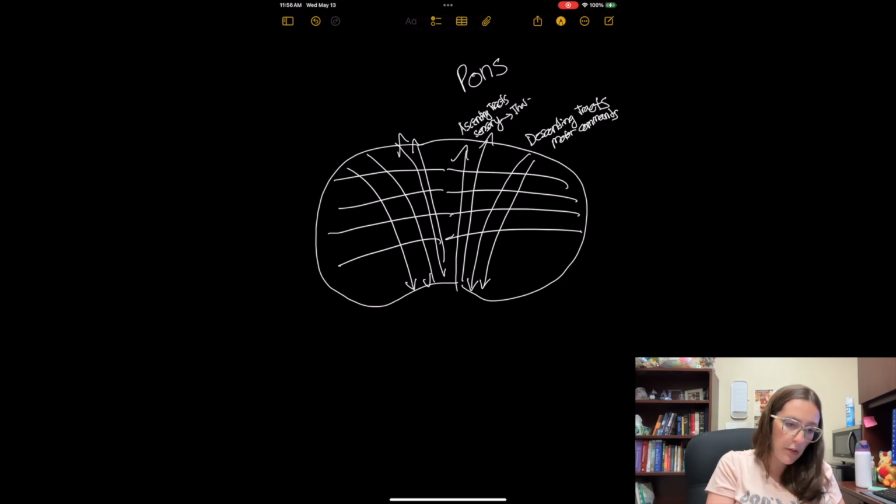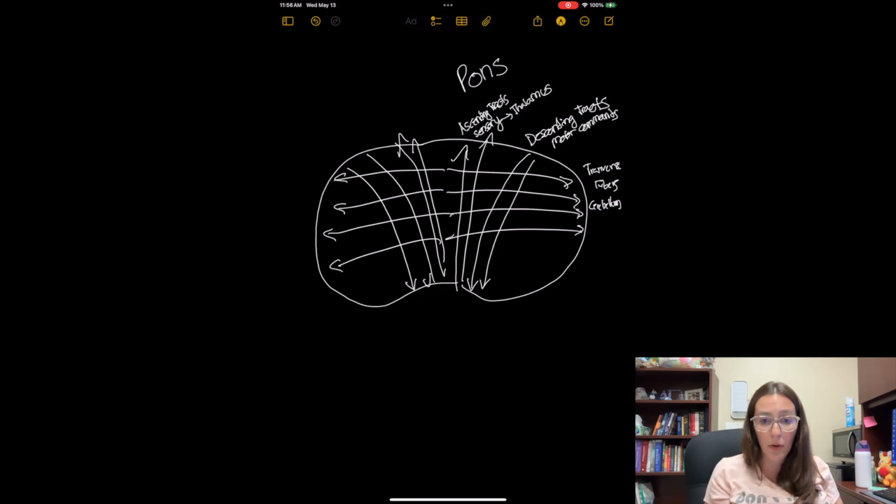And then where you see all those transverse fibers, all of these ones that really are the hallmark of the pons, these are going to be the transverse fibers, and they are talking to the cerebellum. So they are all associated with that motor coordination of making sure all the right signals are together.